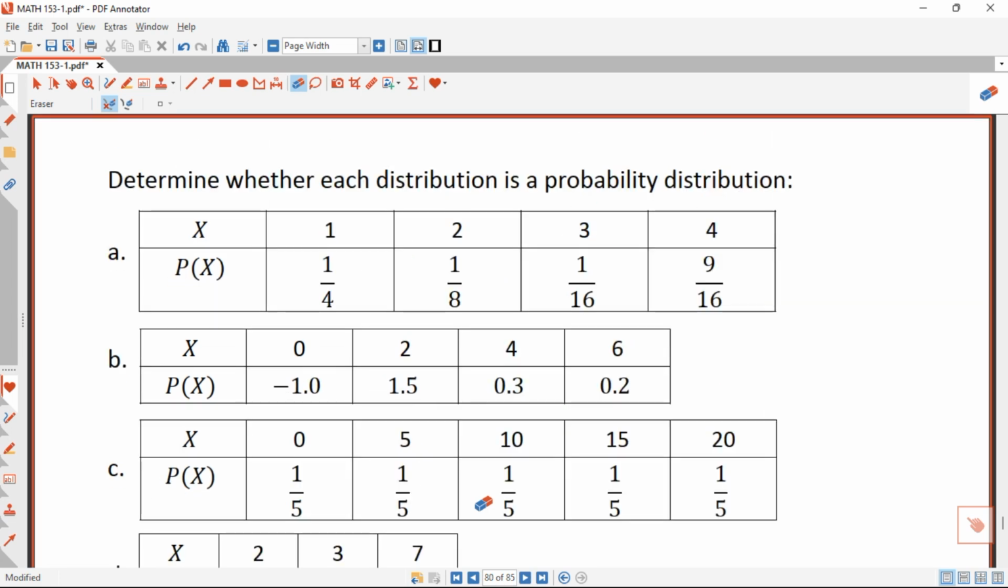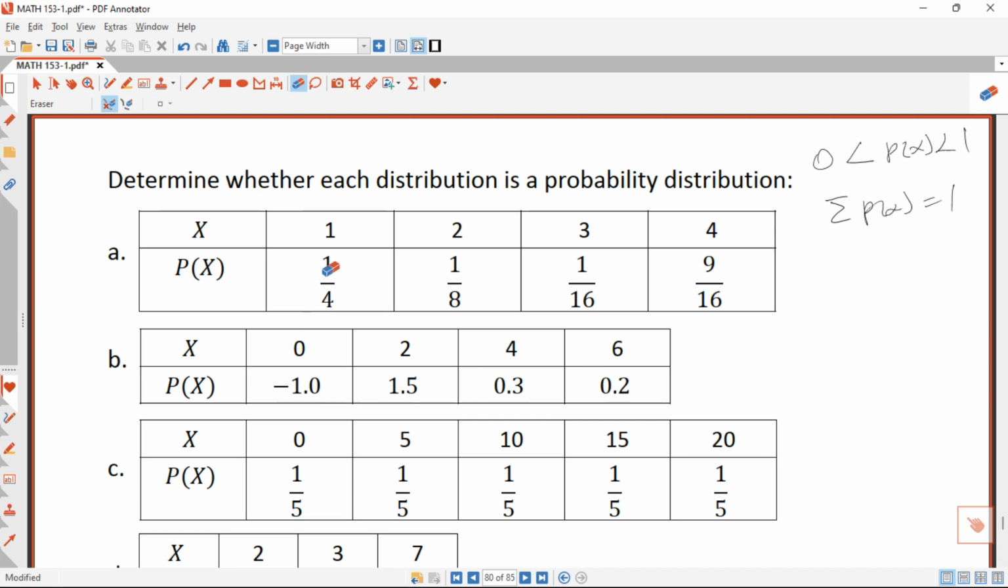There are a lot of questions here that they want us to solve. It said, determine whether each distribution is a probability distribution. Right? Note, a distribution can be a probability distribution if and only if the probability of x lies between 0 and 1, and the summation of the probability of x is equal to 1. So this is the principle that we are going to use to determine if this is indeed a probability distribution. First, we have to check if the probability of x lies between 0 and 1.